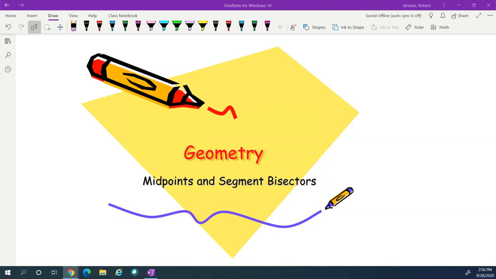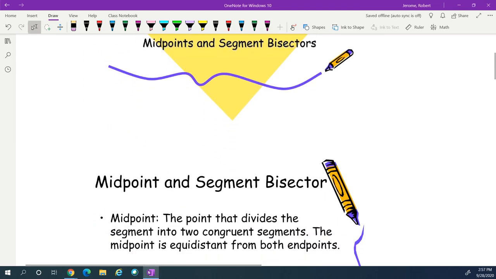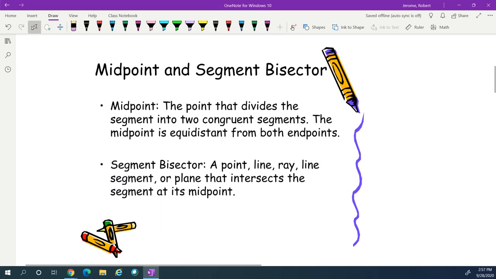Okay, so we're going to take our knowledge about midpoints and segment bisectors. We're going to take it off the number line in the coordinate plane and just work with segments in space. So we're going to just carry the concepts forward. We have the same vocabulary. Nothing's changed here. We have midpoint, which is the point that divides the segment into two congruent segments.